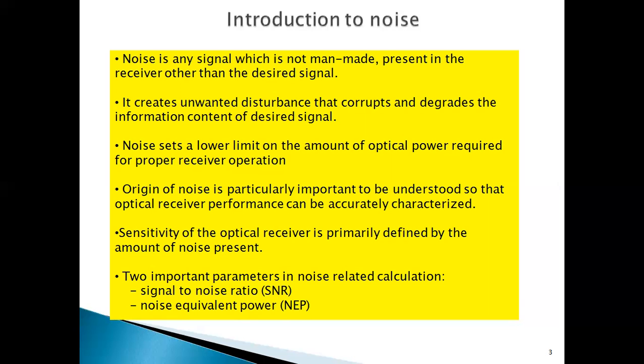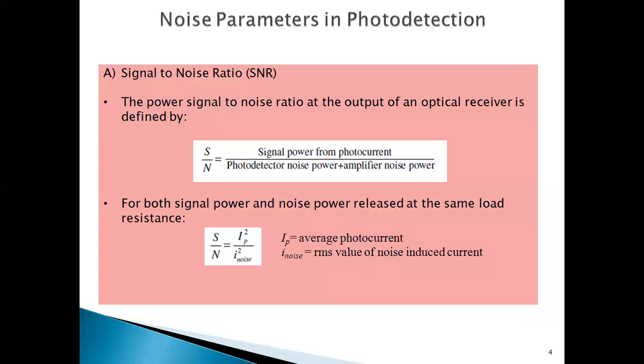That's for sure. There are two important parameters that we need to know before we can learn further about the noise related parameters. These two parameters are the signal to noise ratio, the SNR, and also the noise equivalent power. We're going to see this one by one. So this is about the signal to noise ratio, SNR. The power signal to noise ratio at the output of an optical receiver is defined by this.